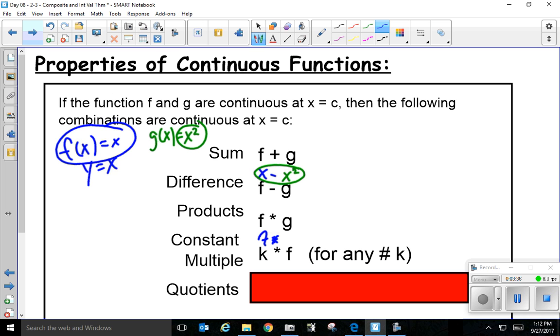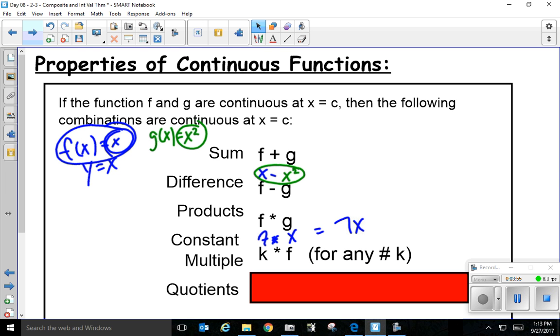If I take 7 and multiply it times my function x, that's f, right? If x is continuous, well, 7x is continuous too. That's just a straight line, isn't it? For any number k.